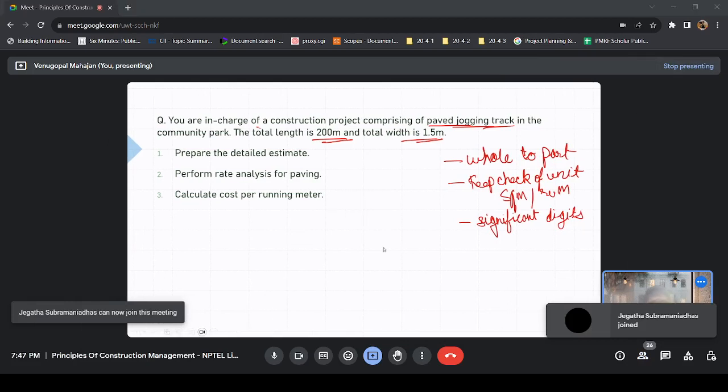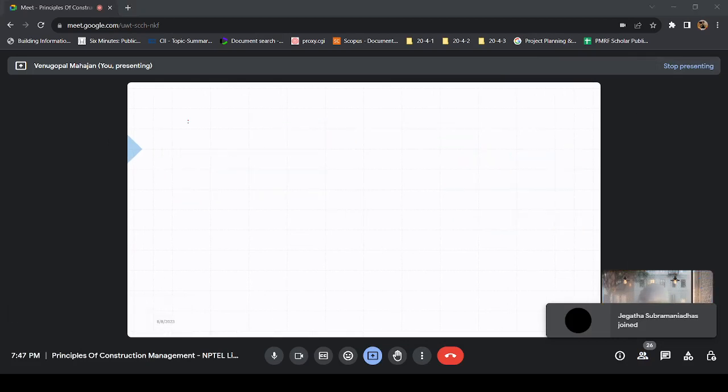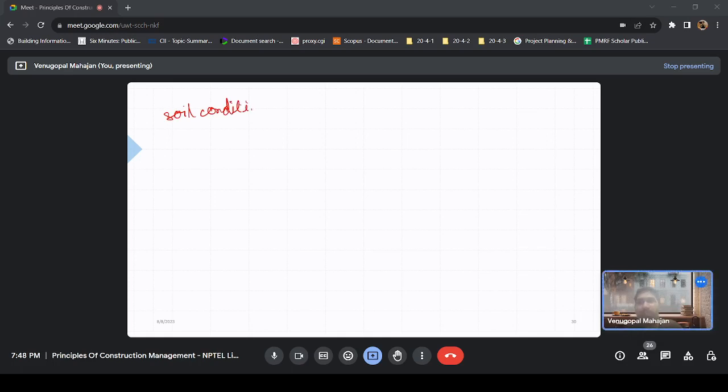What else do you need? We need the soil conditions, first of all, geotechnical, soil strata condition. Let me tell you that it is an existing park, and in the park itself you have to make a jogging track around the boundary. Any other information that you need?